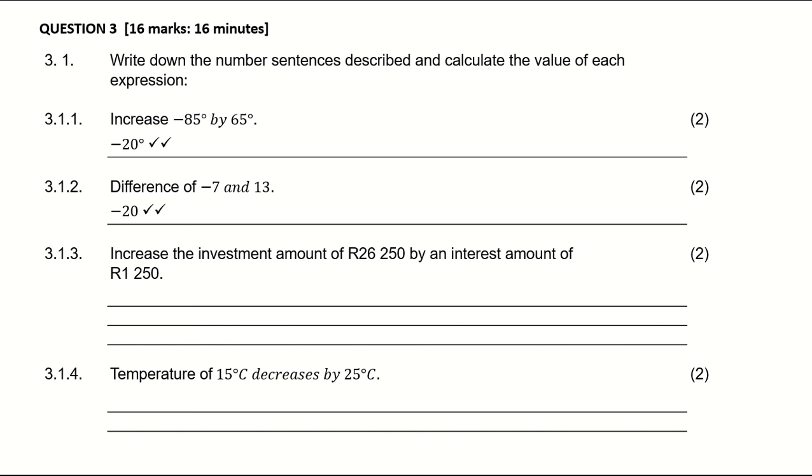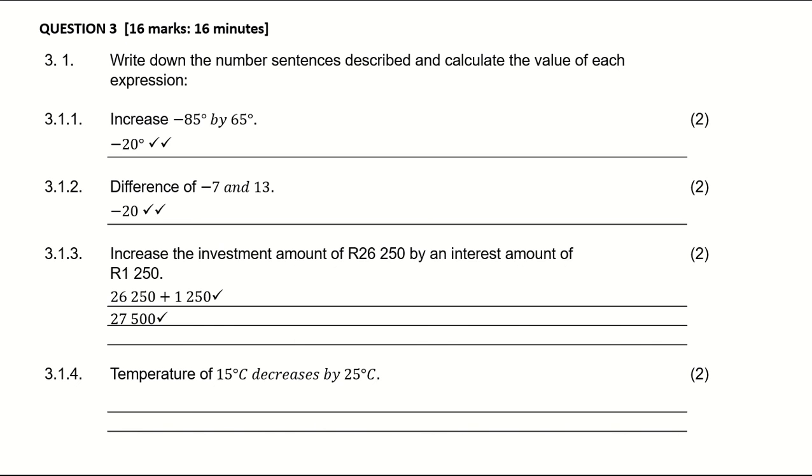Increase the investment amount of 26,250 by an interest amount of 1,250. To increase, it means we are going to add 26,250 with 1,250. That's what increase means. And that'll give us 27,500.